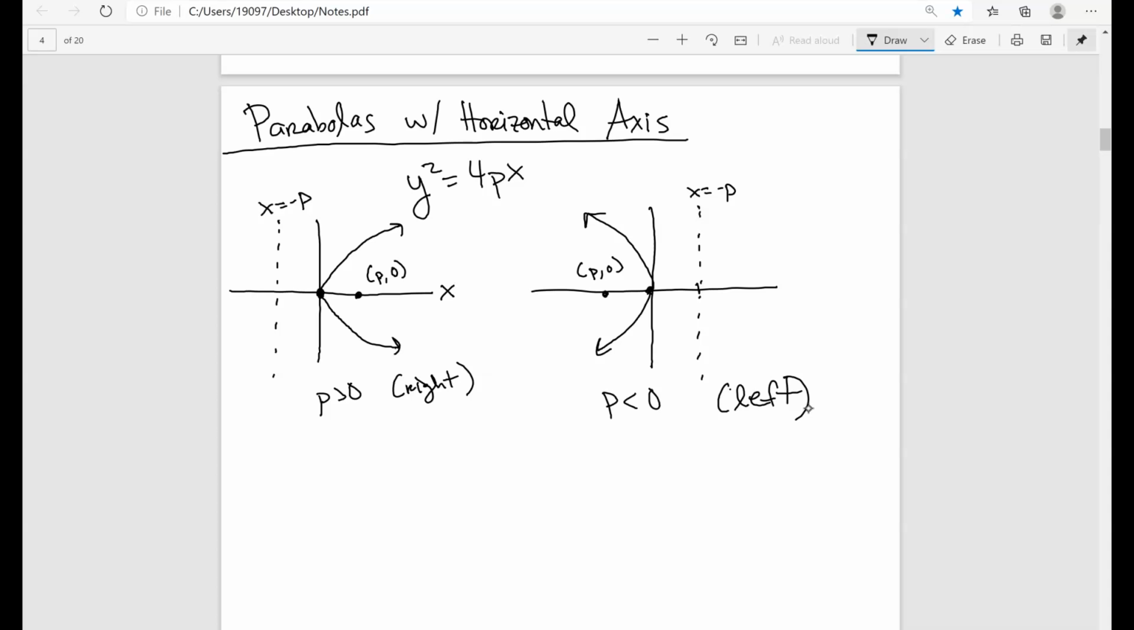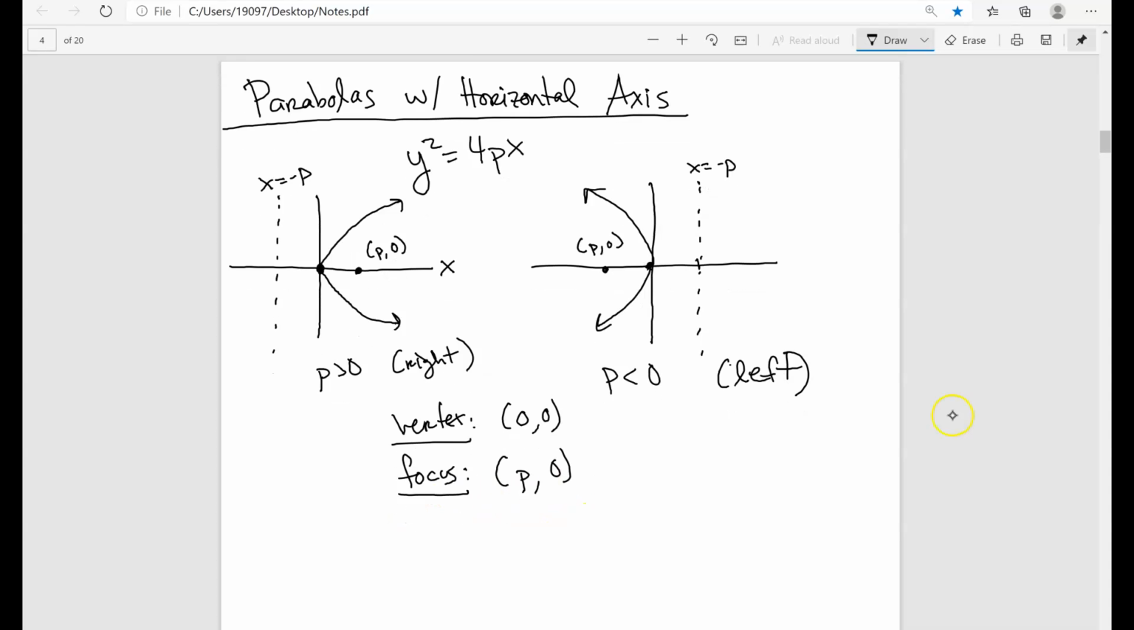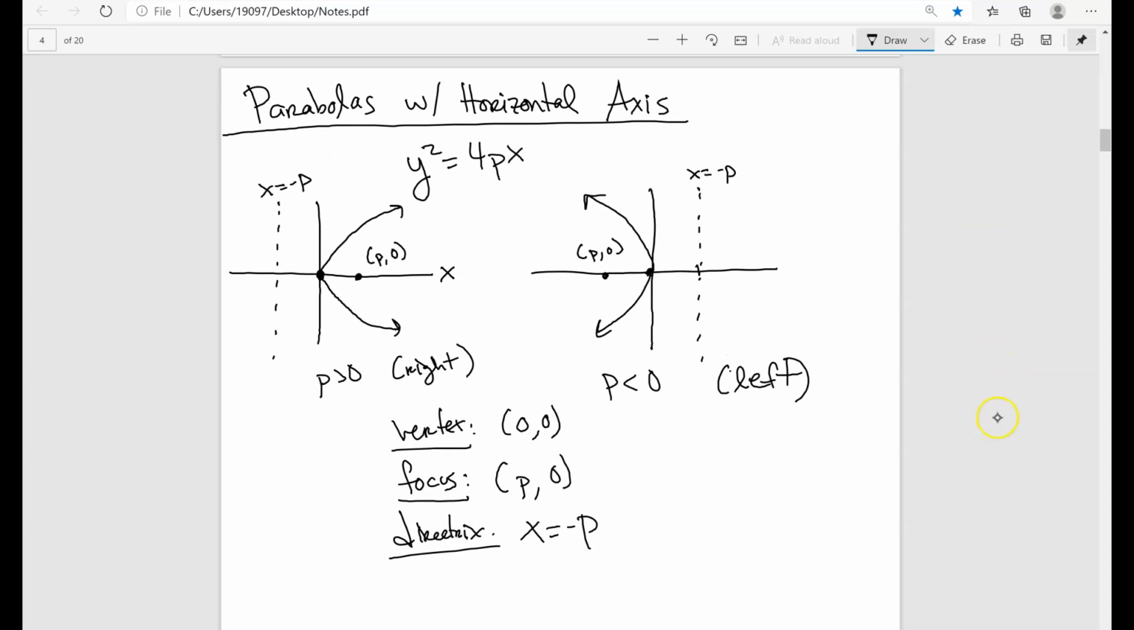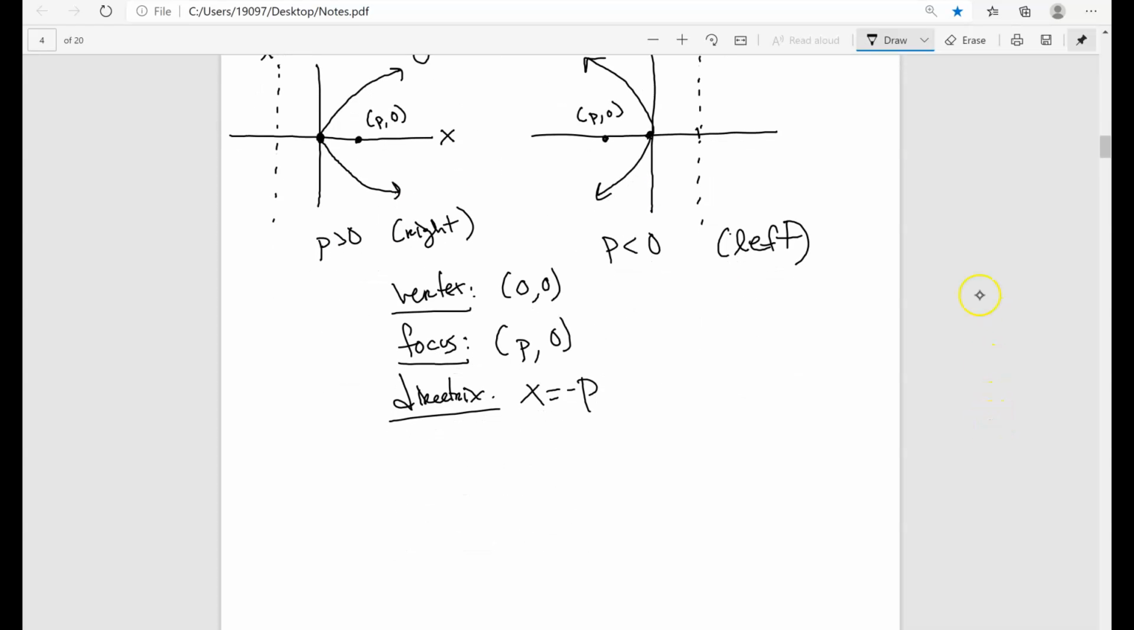So here, notice that the vertex is not shifted. It's just going to be at 0, 0. The focus is going to be at p comma 0. And then the directrix is going to be at x equals negative p. Obviously, if p was negative, then it would change to a positive. Okay, so let's just do one quick example. There's really not a lot to these types of problems. Just remember that if you see the y being squared, if p is positive, then it's going to open up to the positive x-axis. If p is negative, it's going to open up in the negative x-axis.